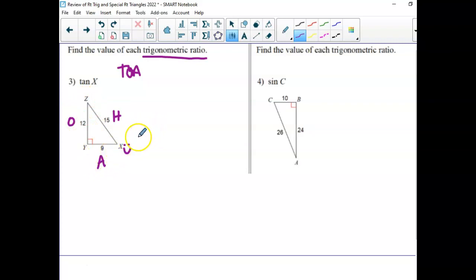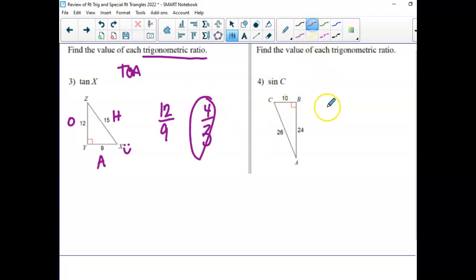All right, so what is the ratio from X of opposite to adjacent? Would be 12 to 9. And they don't want you to do anything with it. It says find the ratio. That means leave it a fraction. It does reduce by 3 to 4/3, yes? Ugh, my pen.